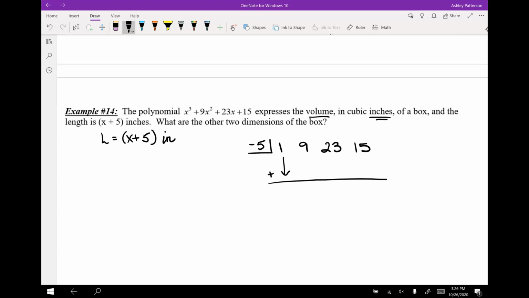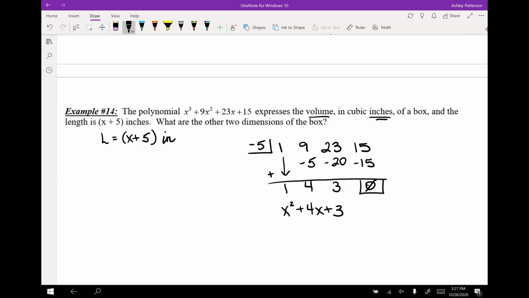I'm going to drop down the first coefficient, multiply by our solution, we get negative 5. Add, you get a positive 4. Again, multiply by negative 5, you get negative 20. Add, you get a positive 3. If we multiply by the negative 5, you get negative 15. Add, we get a remainder of 0, which we knew would happen because we were told the length exists at x plus 5 inches. Okay, so then that means this is x squared plus 4x plus 3.